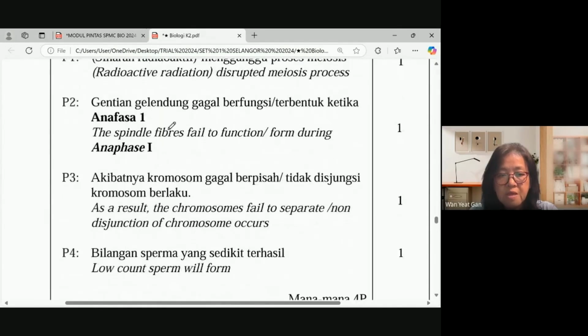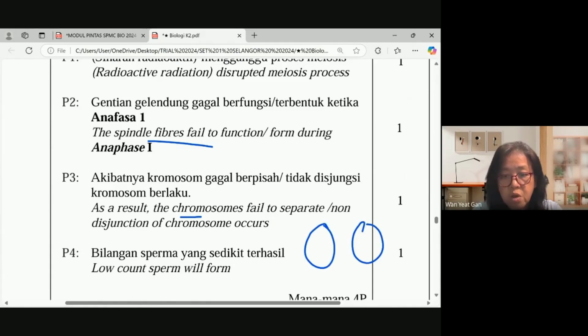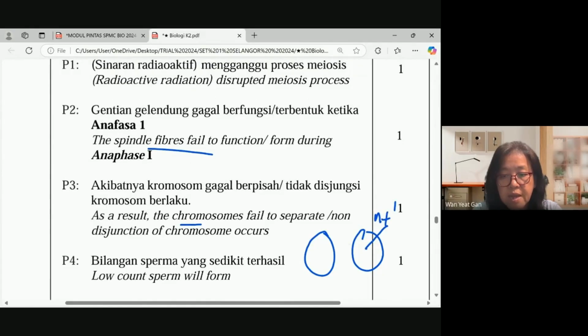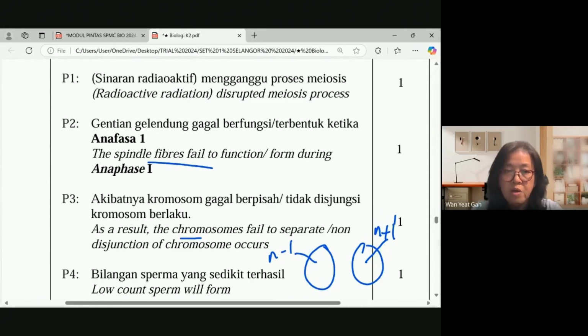So the spindle fiber fails to function or fails to form during anaphase 1. So this results in the chromosome failing to separate, or we call it non-disjunction. So that will result in either one gamete having a higher number of chromosomes, this will be n plus 1, and the other gamete will have one chromosome less.